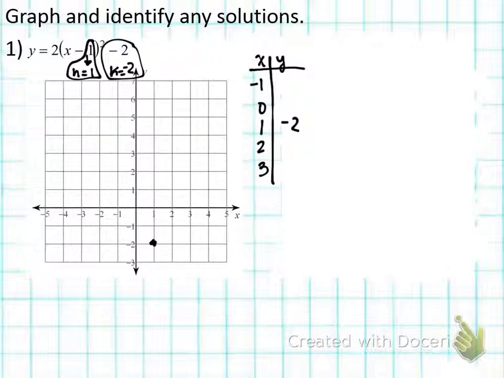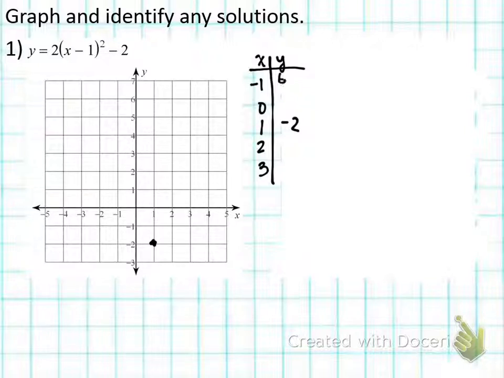And we're plugging this back into my original equation. So starting with negative 1, let's put a negative 1 in here. Negative 1 minus 1 is negative 2. Negative 2 squared is positive 4, right? 4 times 2 is 8. 8 minus 2 is 6.